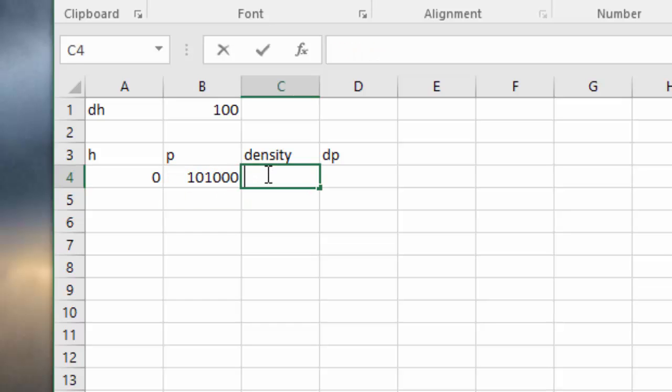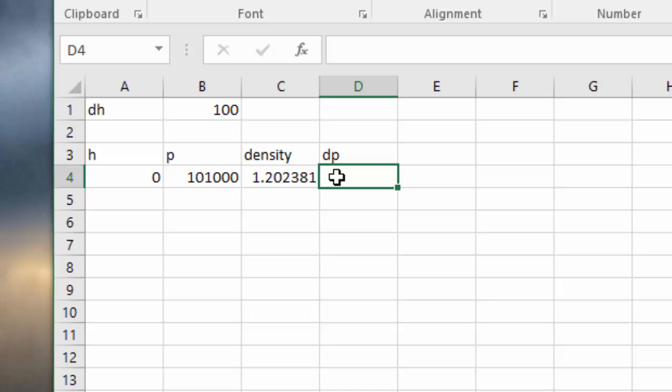Now the density is equal to the pressure divided by the constant C that we worked out, which is 84,000. So that's about 1.2 kilograms per cubic meter at sea level, so that's all good.